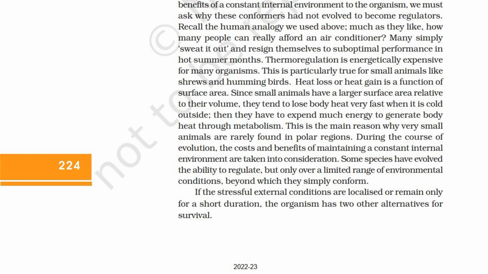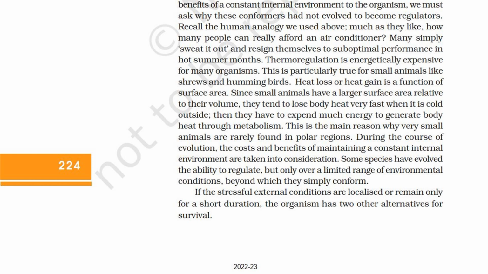Heat loss or heat gain is a function of surface area. Since small animals have a larger surface area relative to their volume, they tend to lose body heat very fast when it is cold outside. Then they have to expend much energy to generate body heat through metabolism. This is the main reason why very small animals are rarely found in polar regions.